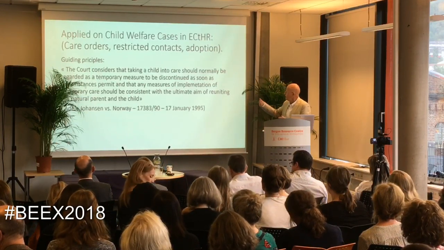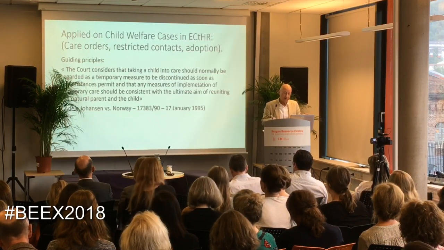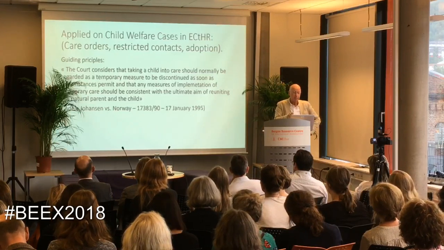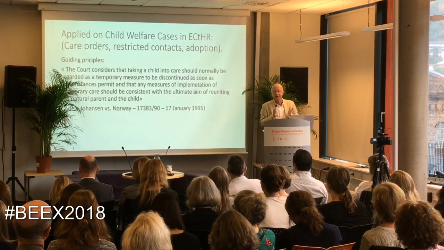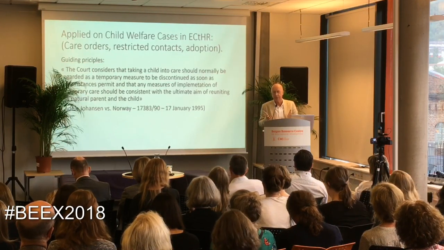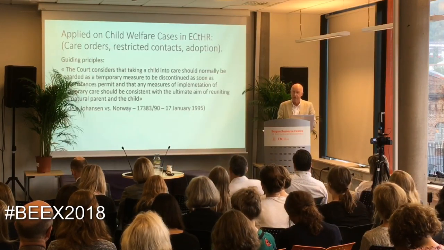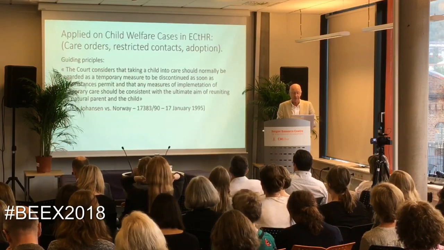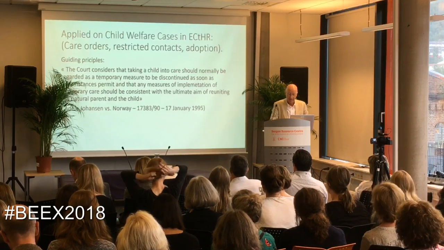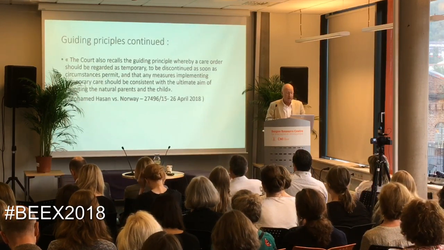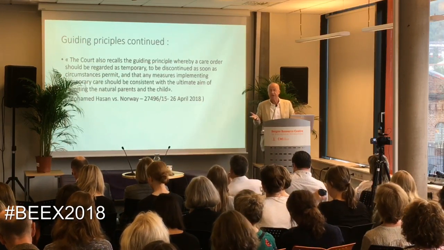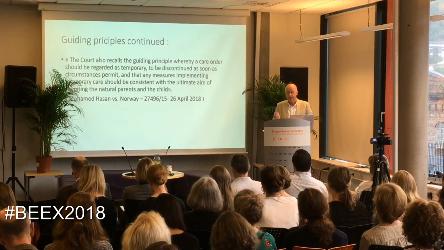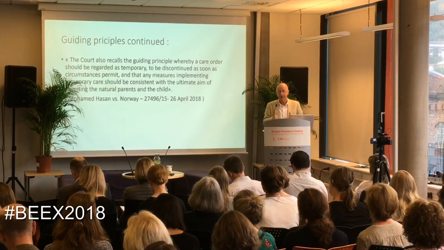The starting point was stated already in 1995, Johansen, a very famous or infamous case of adoption. Normally, every taking of a child into care without the consent of the family or the parents should be regarded as a temporary measure. So the point is that you should do everything afterwards to try to reunite the family. That's the ultimate aim of reuniting the natural parent and the child. And this was many years ago. But it's interesting that as late as this year, the court again stressed that this is the guiding principle, that placing a child outside the home should be a temporary measure.